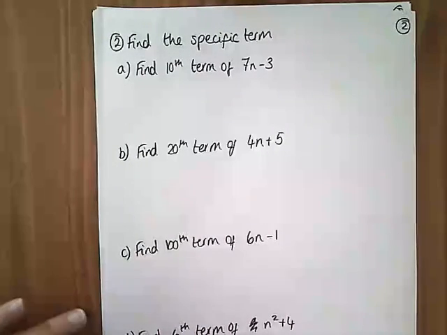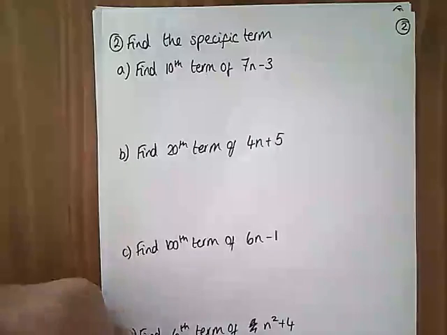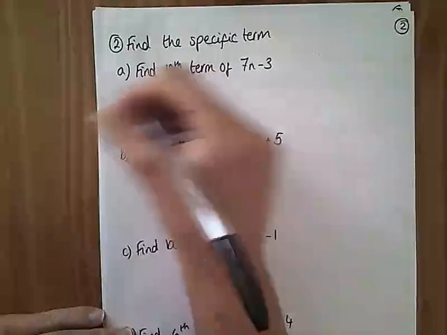Okay. Right, we're then going to, on a similar note, look at how you find a specific term in a sequence, okay? So it's very, very similar. In fact, it's probably easier than the last one because you have to do less work, okay? So if we want to find the 10th term, that means n is 10.